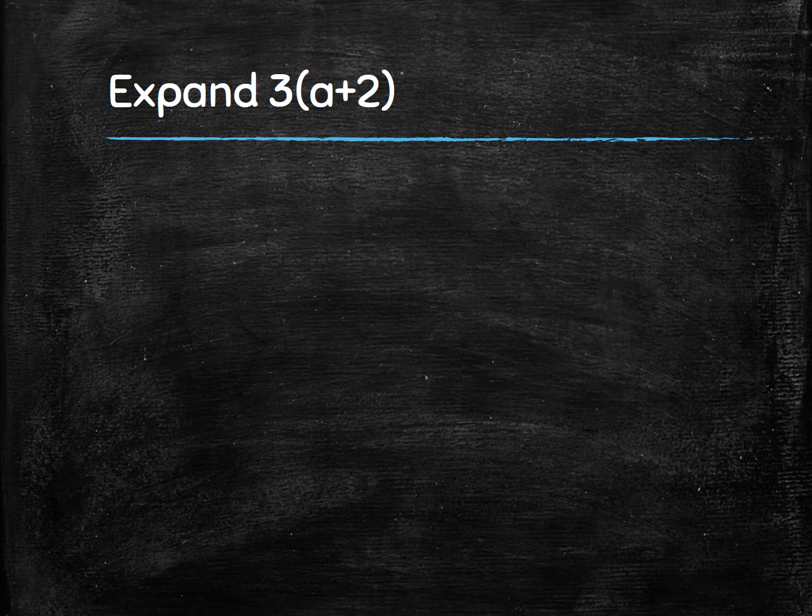So we're going to look at this example where it's 3 bracket a plus 2. Now all that means is that that whole bracket is multiplied by 3, the 3 in front of it.